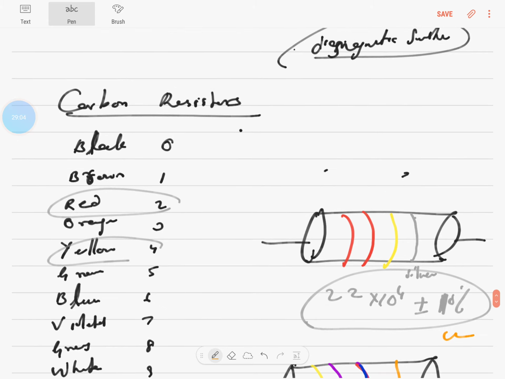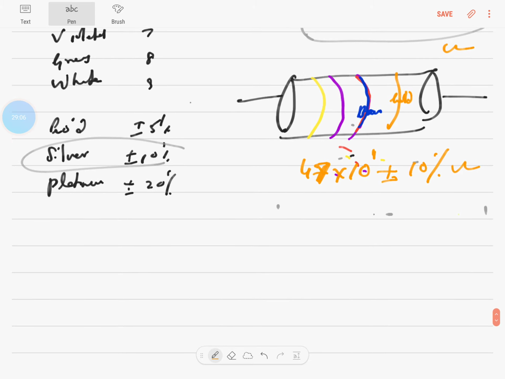So it's important to remember B.B. Roy, Great Britain, Very Good Wife. After which I have to teach you the next topic, which is the most important topic: the temperature coefficient of resistance.